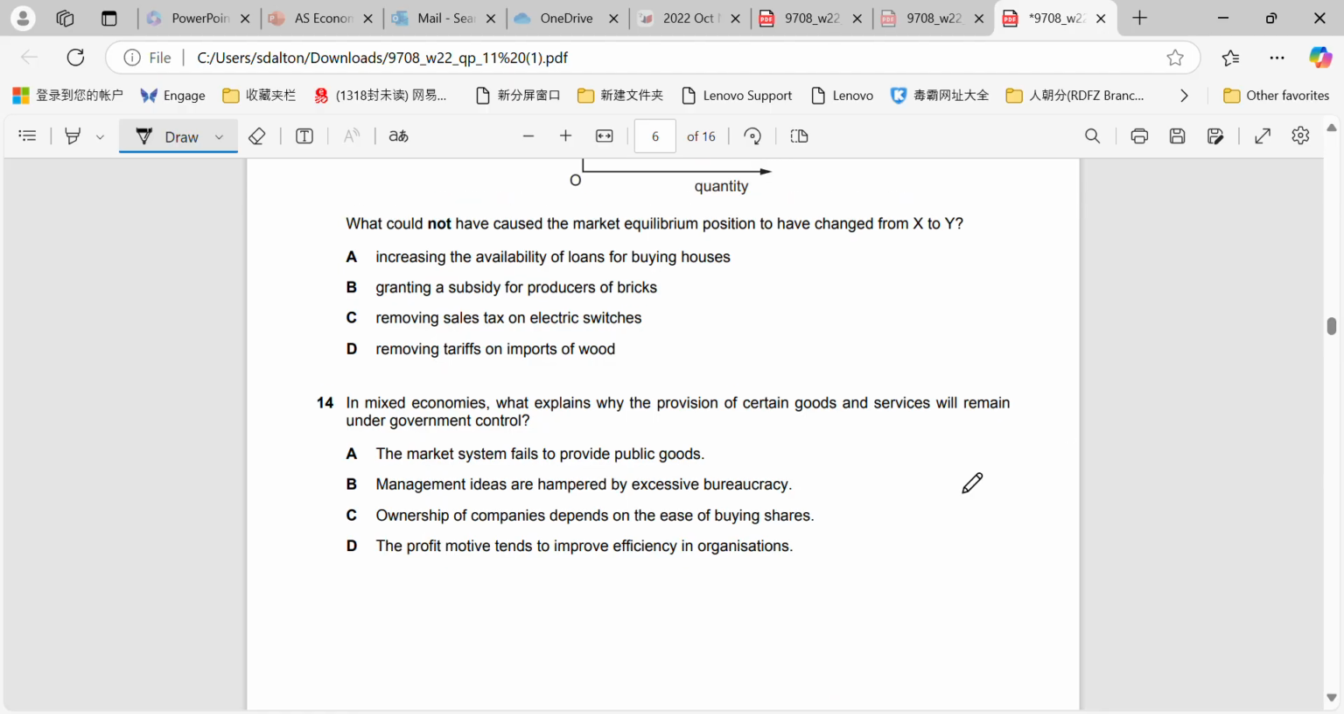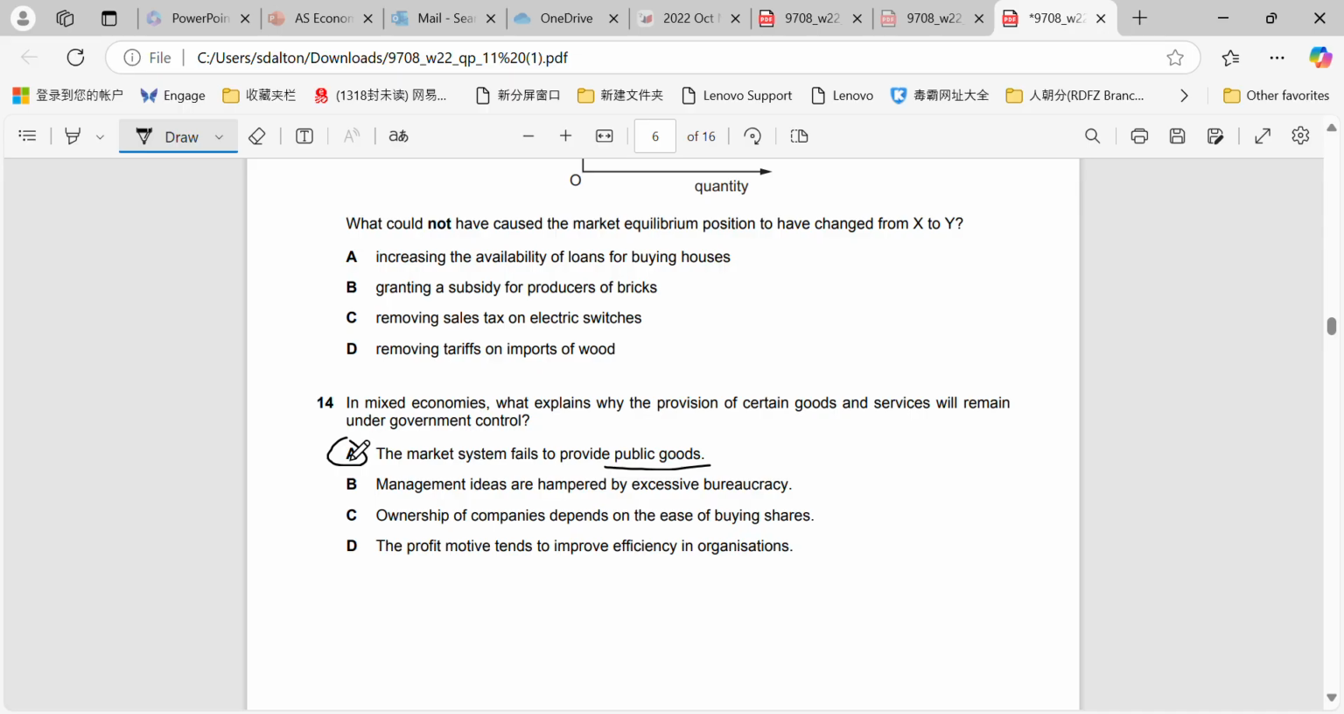Question 14, another question that comes up all the time. Mixed economies, what explains why the provision of certain goods and services will remain under government control? That will be because of public goods. Market system fails to provide public goods, therefore government have to step in and provide those goods that are non-excludable and are non-rivalrous in order to ensure that people can have access for them and for the benefit of society.